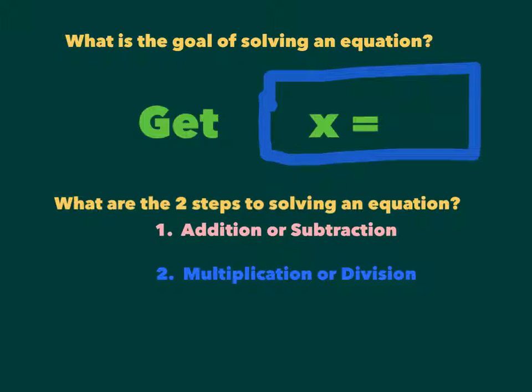So what are the 2 steps to solving an equation? I said there were 2 easy steps. Well, the first step is going to be performing addition or subtraction, and the second step is going to be performing multiplication or division. And we'll see what that looks like when we try a problem next.